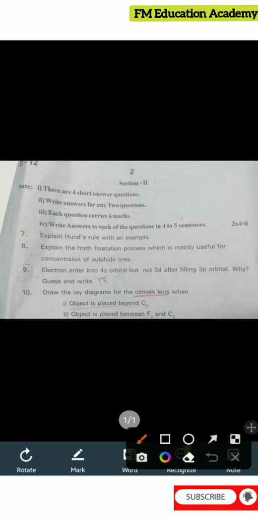Here we have section 2. Section 2 consists of 4 questions. Out of those 4 questions, you need to do any 2. But as I said to you, in this we will discuss all the questions so that you will get a practice and you can learn and prepare.